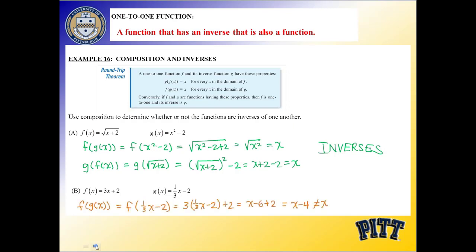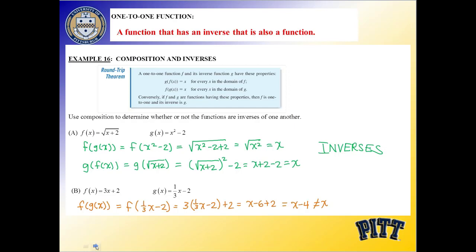I'm going to do f of g of x, which means the g of x is going to be replaced with 1/3 x minus 2. I then go to the function f of x, replace its x value with 1/3 x minus 2. And when I carry through the simplification and distribution, I get x minus 6 plus 2, which ends up being x minus 4. Well, x minus 4 is never ever going to equal x. It's always going to be 4 less than whatever x is.